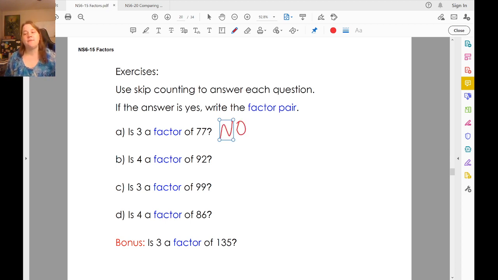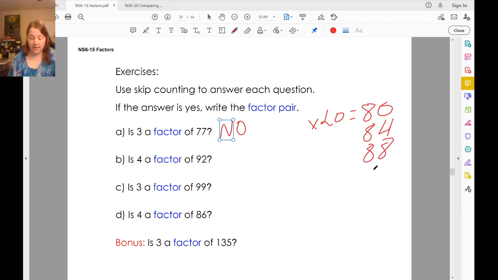Is 4 a factor of 92? Well, I know that 4 times 20 is 80. And then we get 84, 88, 92. Yes, it is. So that's going to be 4 times, well, they want the 20, 21, 22, 4 times 23.